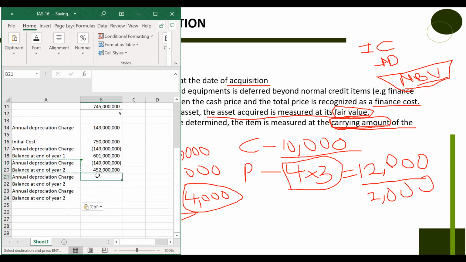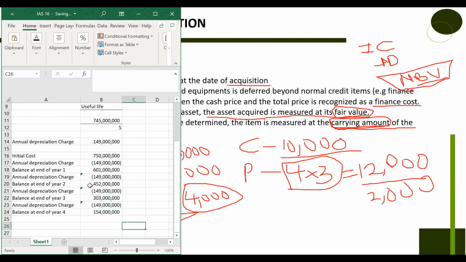So we just repeat this for year 3 and year 4, and we'll get our final answer. So year 3, we'll have what? Our depreciation charge remains 149, right? Yes. Our balance at the end of year 3 will be how much? What's your answer? 303. Our annual depreciation charge for the year 4 will be what? Same 149, right? Our balance at the end of the period will be how much? 154.